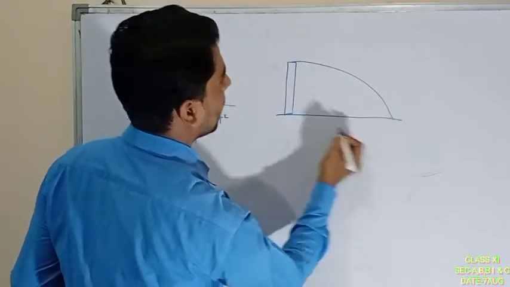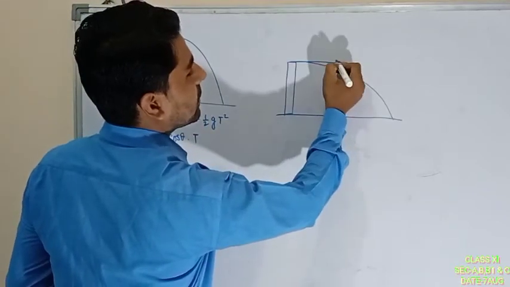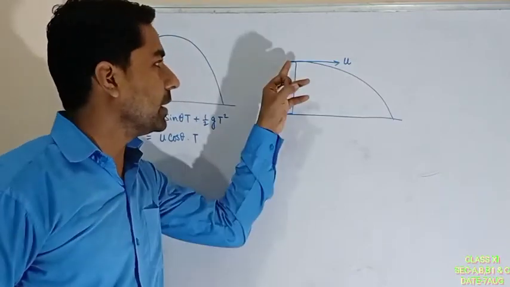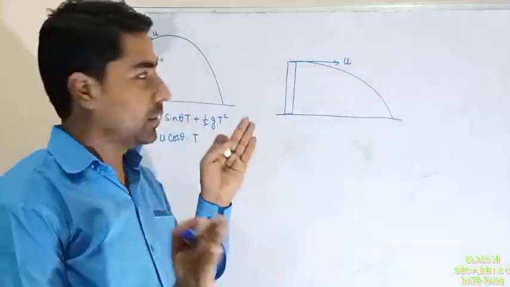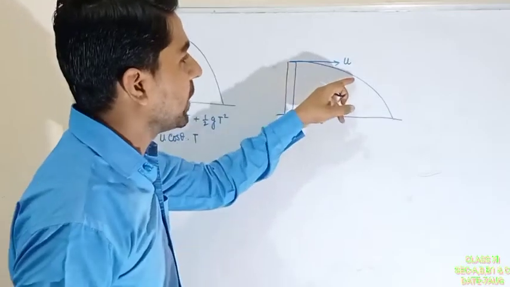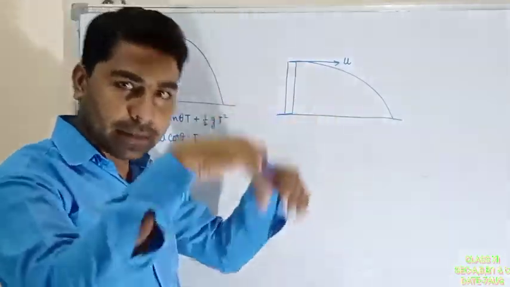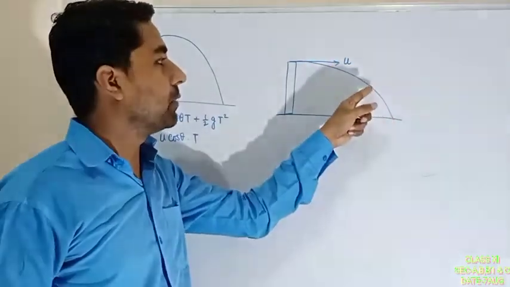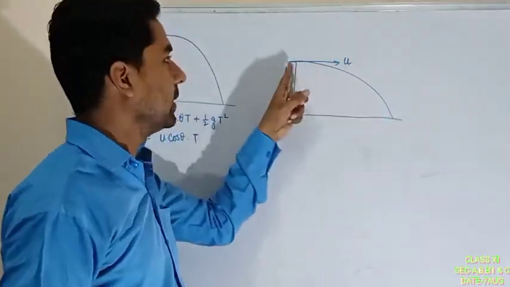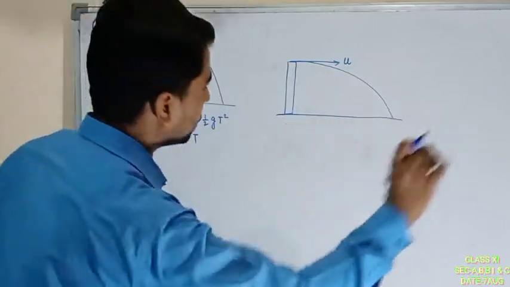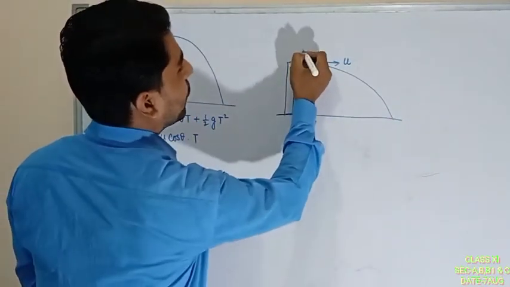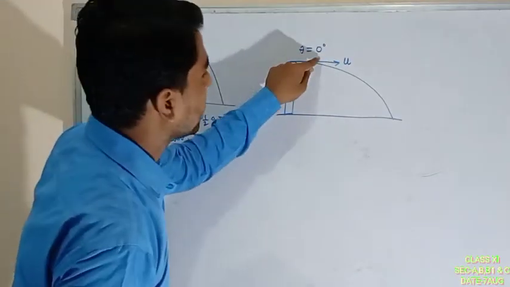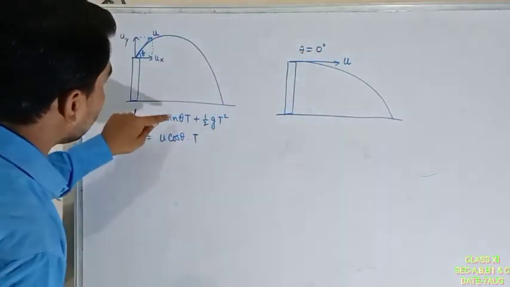This is the ground. Here is the initial velocity, suppose u. Now it will not have two components at this point. Earlier it had components in the forward and the downward direction, but at this time the object is only going in the forward direction. Here it is having only one component, suppose u. So the angle of projection theta is equal to what? 0 degree. So let's put theta equal to 0 degree here.